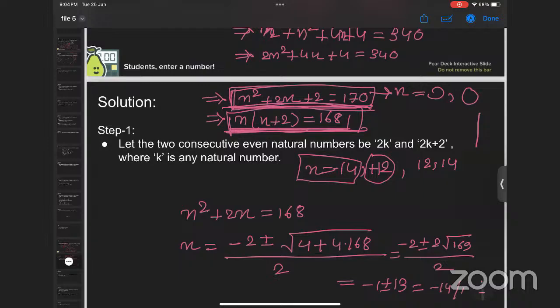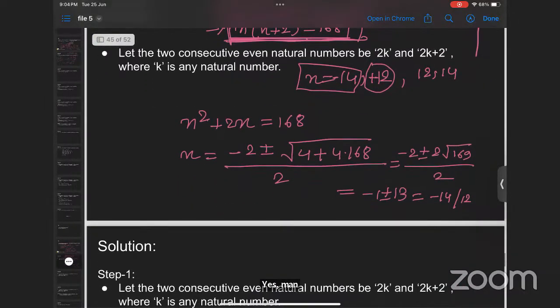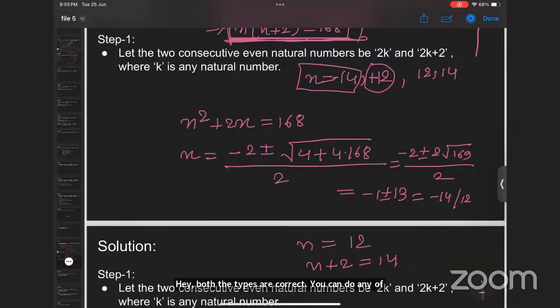So, is it fine? Yes, ma'am. This is the solution on the equation, which is minus 14 or 12. So you get the value of n as 12 and then n plus 2 will be 14. So these are the two even natural numbers. So both the types are correct. You can do any of the methods.